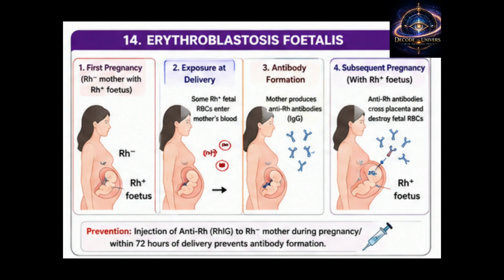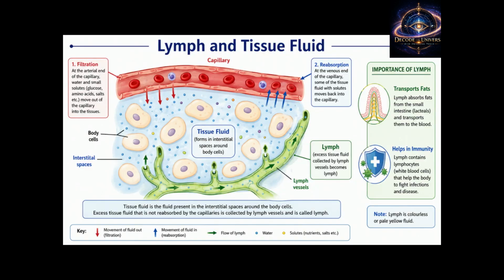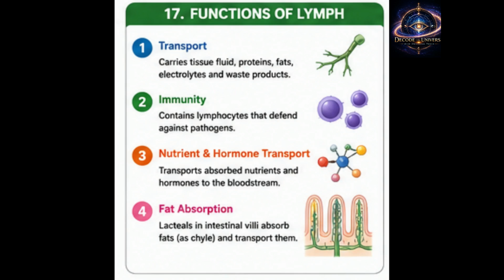later pregnancy. Q17. What is coagulation? Coagulation is the clotting of blood to prevent excessive blood loss after injury. Q18. What is lymph? Lymph is colorless fluid present in lymphatic vessels. It contains lymphocytes and helps in immunity and transport.